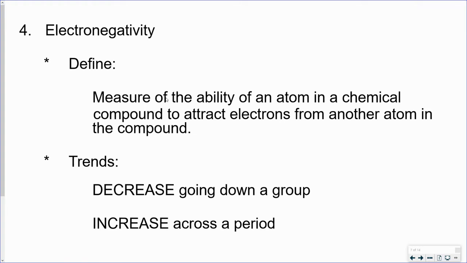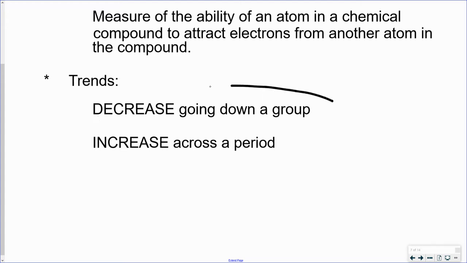The last one is electronegativity. So what is electronegativity? Well, it's the amount that it wants to attract electrons from another atom, aka it's kind of its willingness to bond. It's the willingness that it wants to make a compound.